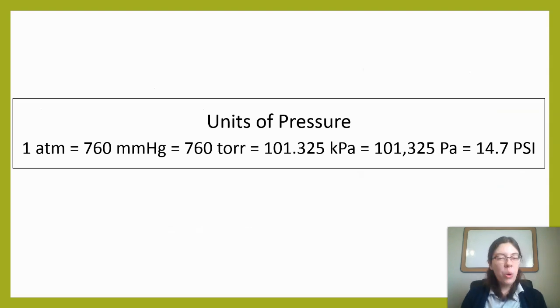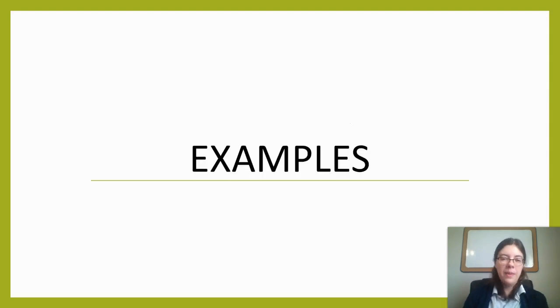We can also use a unit of torr, which has the exact same value as millimeters of mercury, or we have units of pascals and kilopascals. And then finally, in the US, since we like to use pounds and inches, we have pounds per square inch, or PSI. So these are some important conversion factors for pressure that you will be able to use throughout this unit. So make sure you keep this list handy in your notes. And let's go ahead and try some conversion problems.